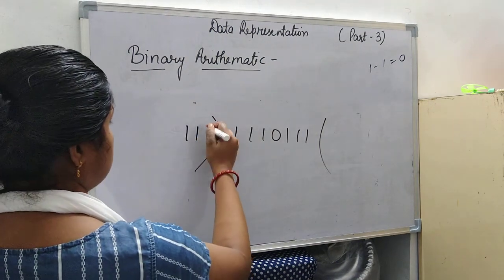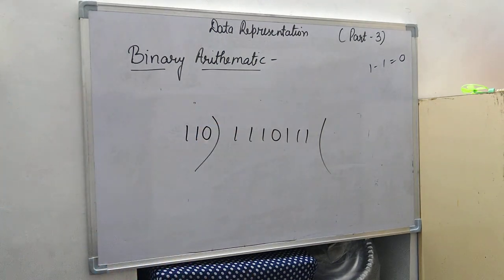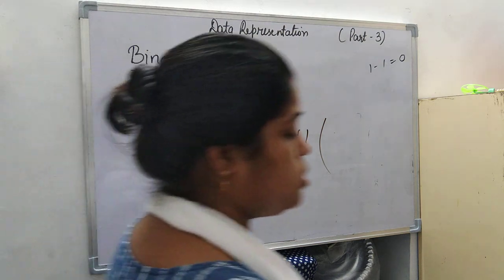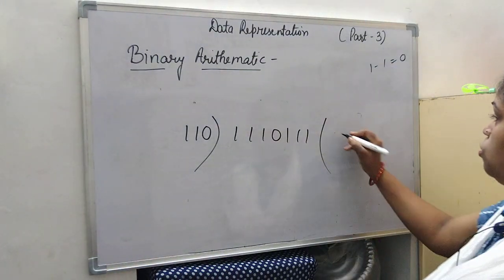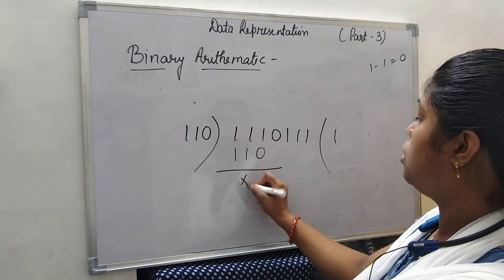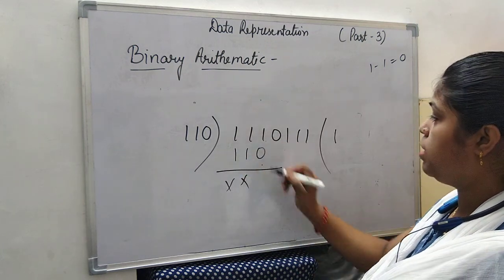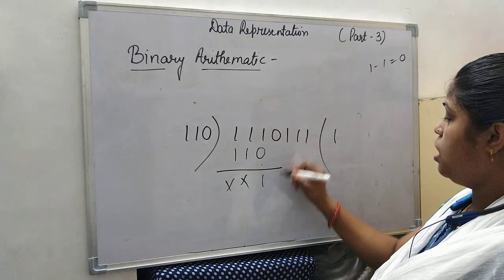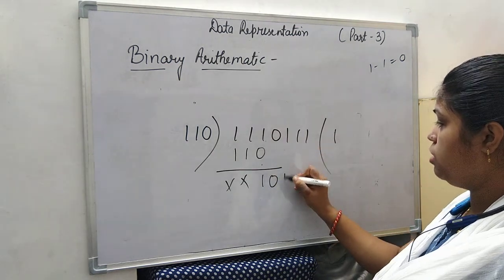So suppose I am taking it as 110, because 11111 will be the same. So let's try it with 110. Okay, so 110 goes 1 time, 110. So here it will be crossed. 1 minus 0 will be 1 and then 0 and 1.